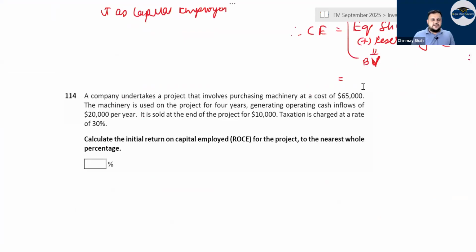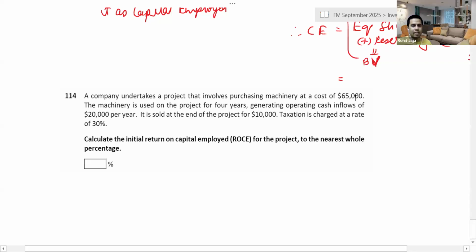Tell me, look, a company undertakes a project that involves purchasing machinery at a cost of, here it says machinery. Will you take initial investment, and will you go there for capital employed, all that? Tell me, initial investment. Initial investment, okay. Machinery is used in the project for how many years? 4 years. Generating cash inflows of how much? 20,000 per year. Now for calculating ROC, do you require cash flows or PBIT? Tell me.